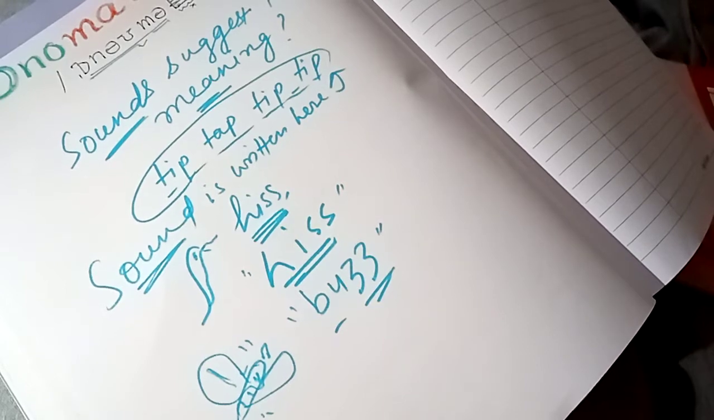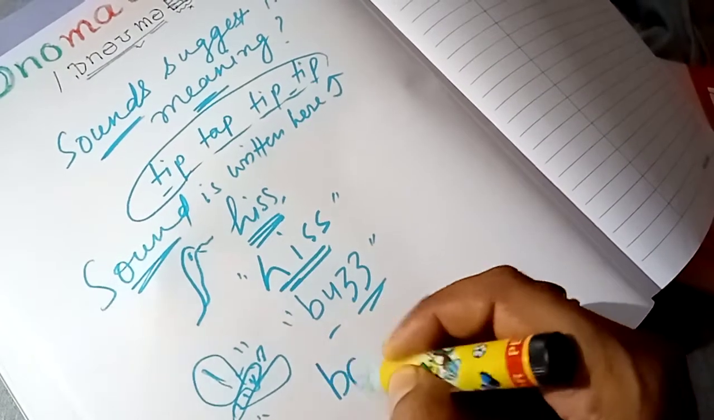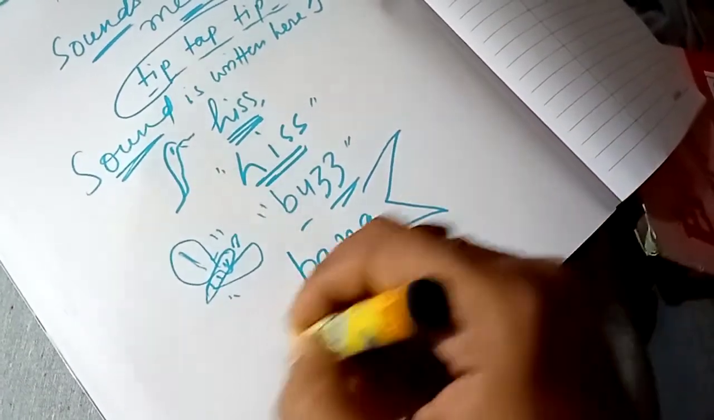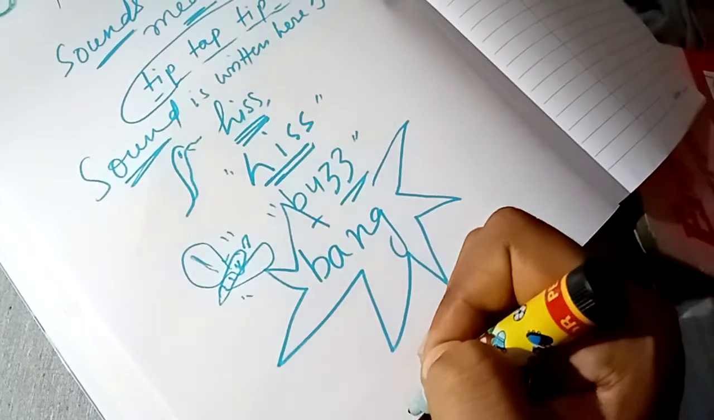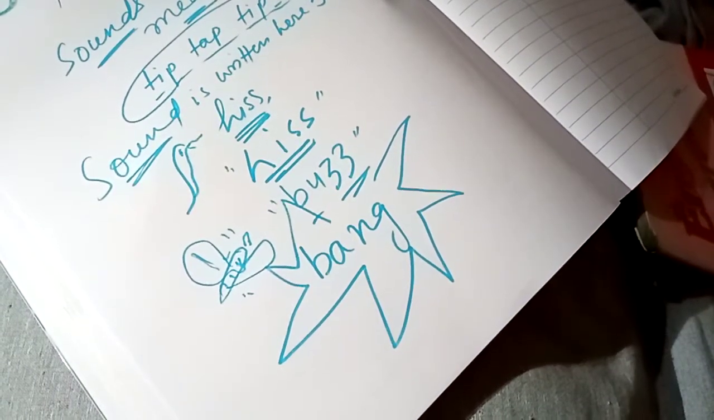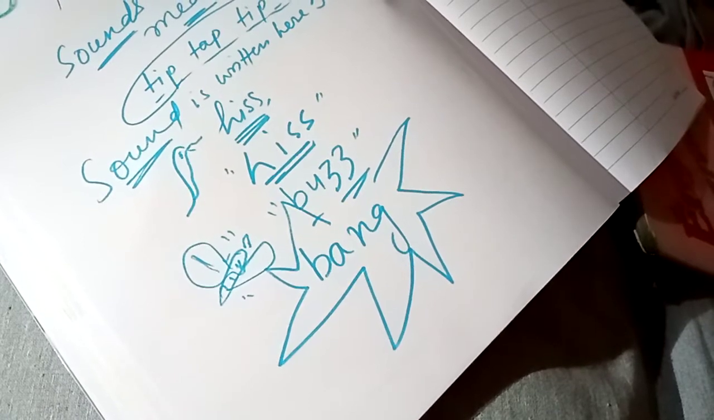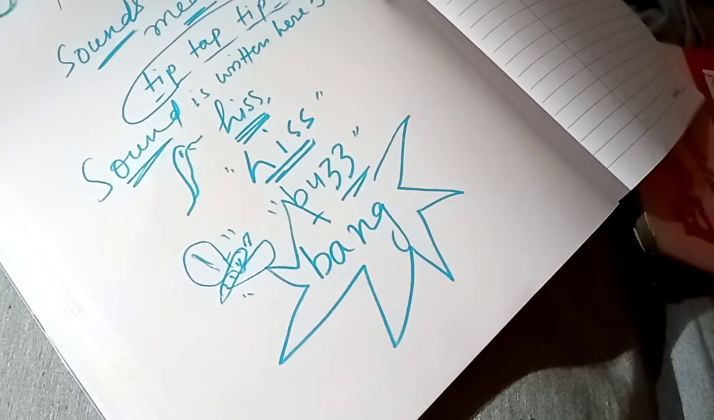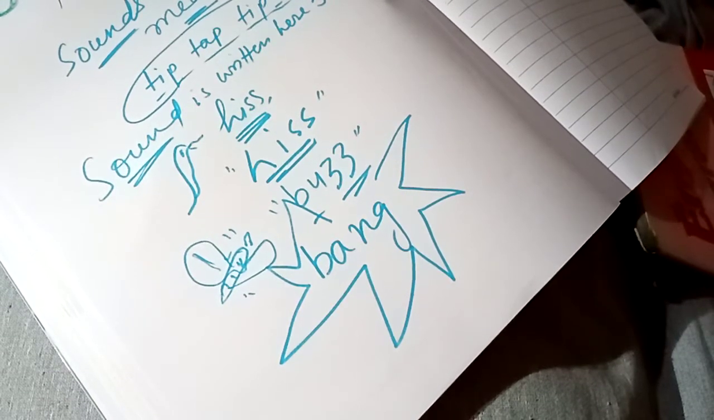Rattle, rattle. Knock, knock. Tick, tick, tick. Tip top. Bang. Okay, bang. So, I repeat. Onomatopoeia is the use of sounds that suggest the meaning of the word. Examples: buzzed, cracked, hiss, buzz, rattle, tick, tock, tip, tip.